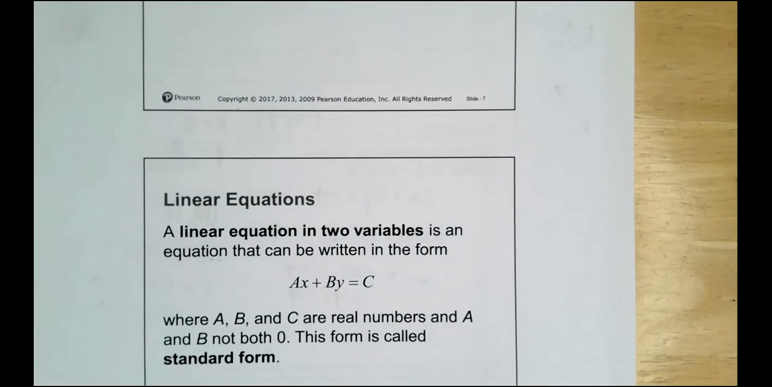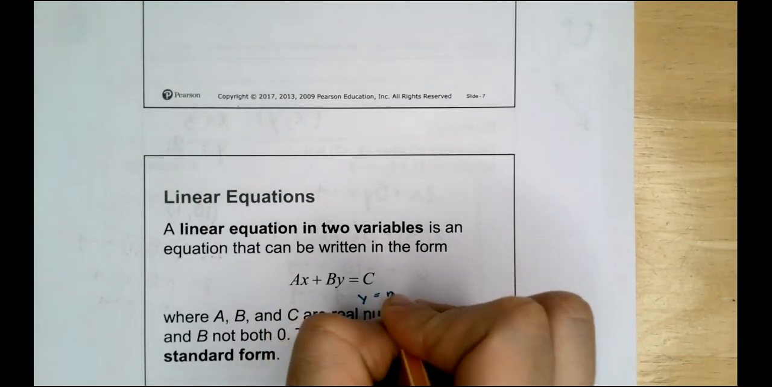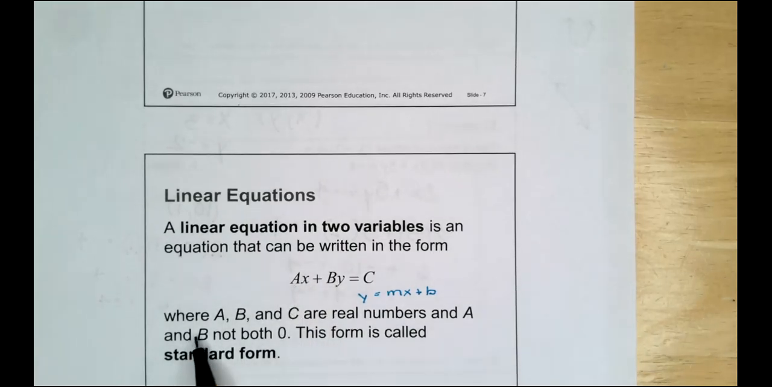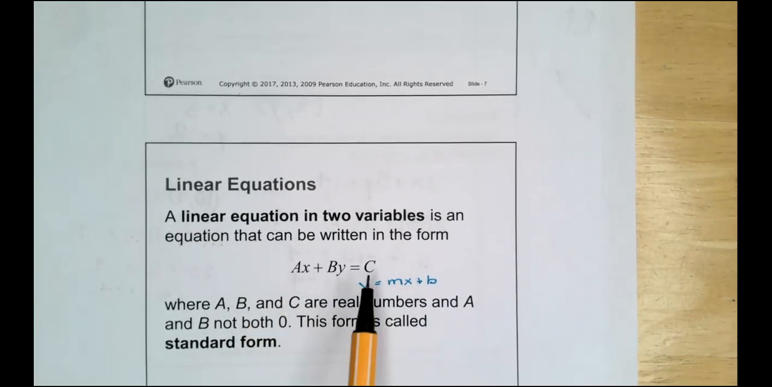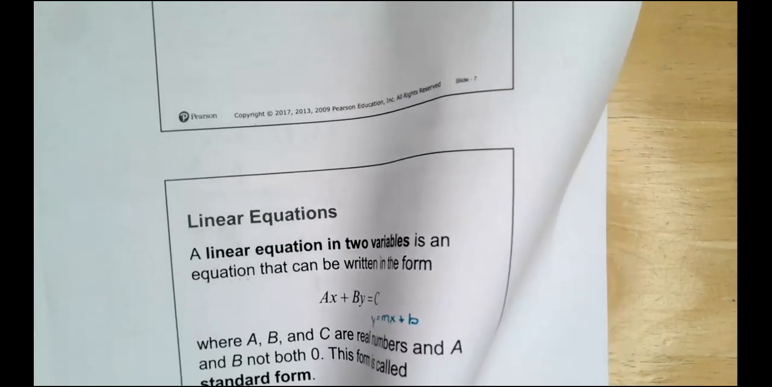A linear equation in two variables is an equation that can be written in the form ax plus by equals c, or y equals mx plus b. It could be written in a variety of ways, but it has a y and it has an x, where a, b, and c are real numbers and a and b are not both 0. If they're both 0, then you just have one number, which you can't really graph. You would need a pair, like a point, or you would need either an x value or a y value or both. Okay?